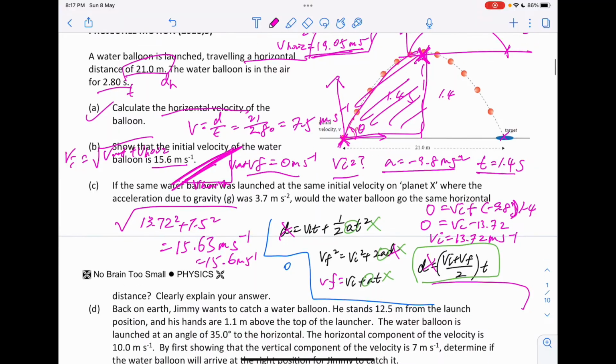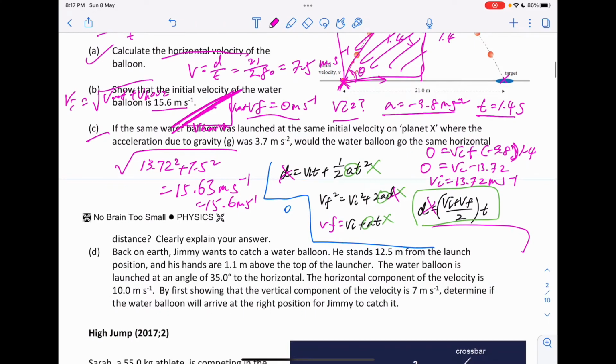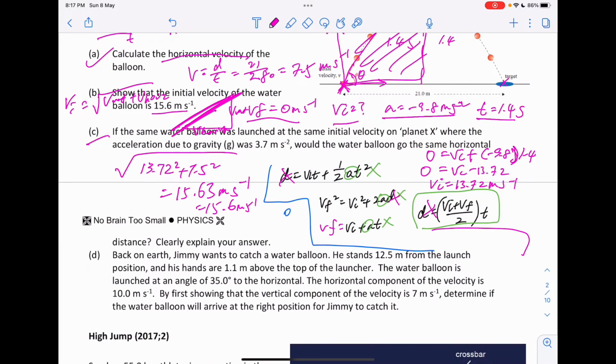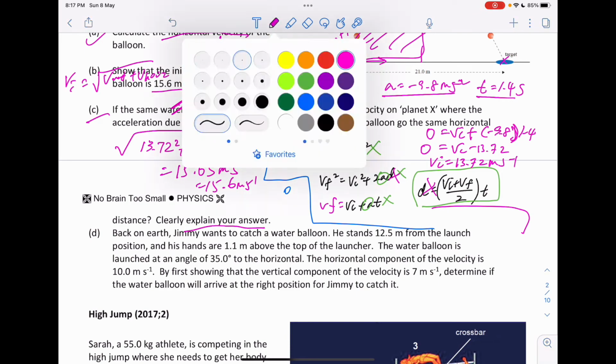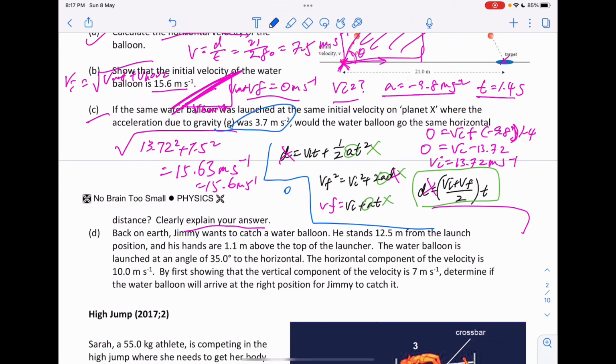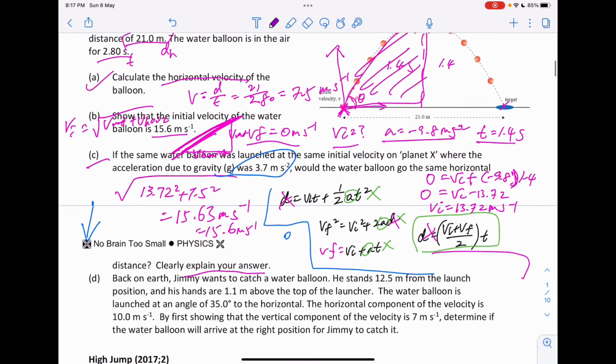Well, yeah. So C, if the same water balloon was launched at the same initial velocity on planet X, where the acceleration due to gravity was 3.7 meters per second squared, would the water balloon go the same horizontal distance? Clearly explain your answer. So you must know the concept that acceleration due to gravity is downwards. Right? It's downwards.